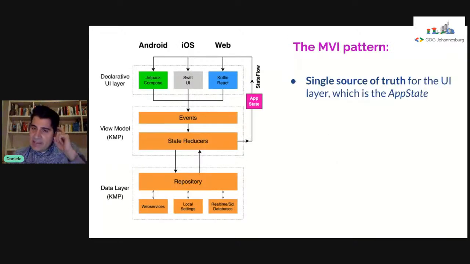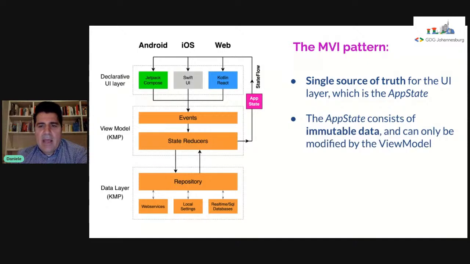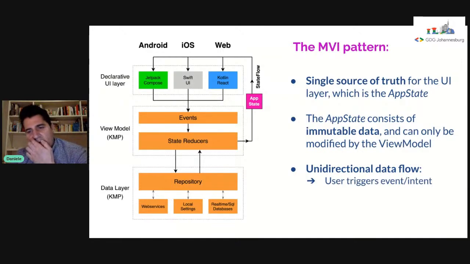So the MVI pattern, as I said, is based on the single source of truth for the UI layer, which is the app state. And it consists of immutable data. The app state needs to be immutable, because at any one time, the UI layer should be able to render the data into the UI layer. And the app state can only be modified by the view model, following a unidirectional data flow.